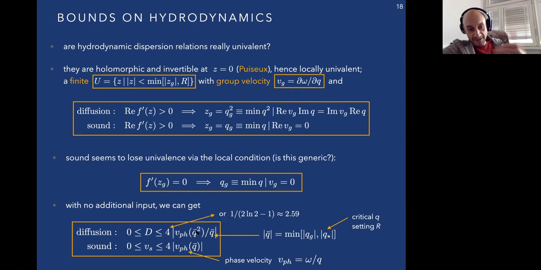All right, now this q bar here is the minimal value of either this group velocity condition where I lose univalence, or the critical point where I lose holomorphicity. All right, so here I'm restricting myself to these disks because this is easier. Of course, you don't have to have a disk, right? So you can have the death of analyticity somewhere in the complex plane, but you will still have a univalent function around. Now I will show you such an example. But you can already, without essentially knowing anything, make some statements about bounds on the diffusion constant in terms of the phase velocity, for example.